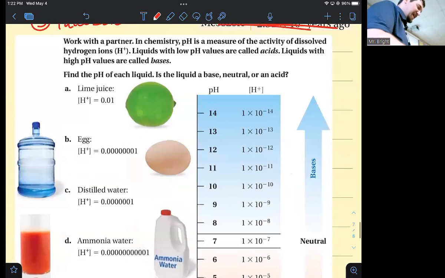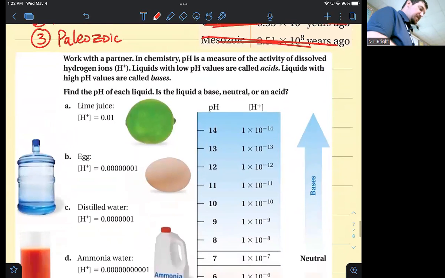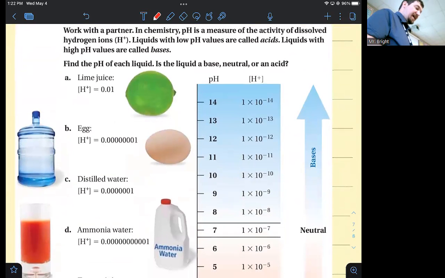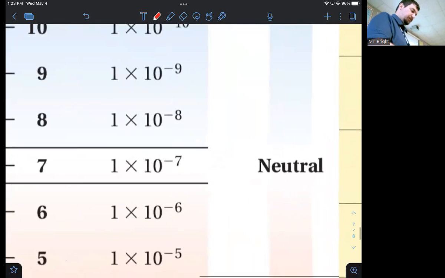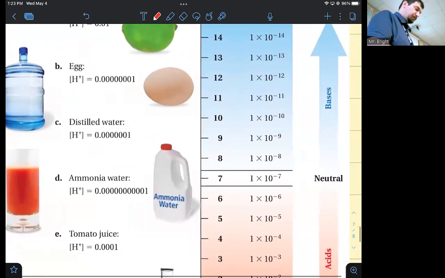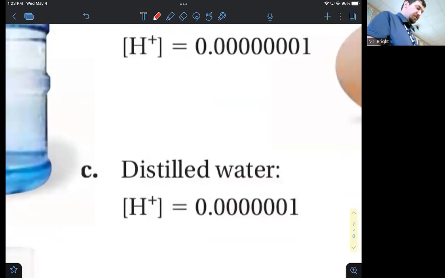Okay. And then finally, we're going to do some more comparing. It says in chemistry, pH is a measure of the activity of dissolved hydrogen ions. Liquids with low pH values are called acids, and liquids with high pH values are called bases. And right in the middle, you have distilled water, which has a pH value of neutral. Actually, I shouldn't say it's 0, it's just neutral. Distilled water, there it is, 0.00000001.